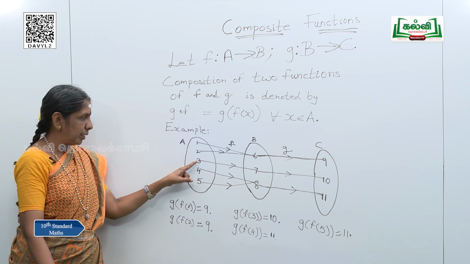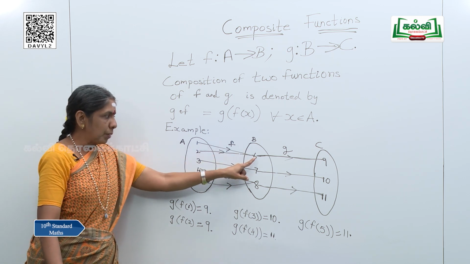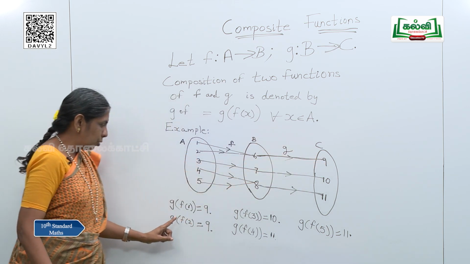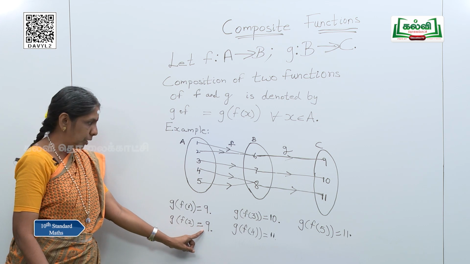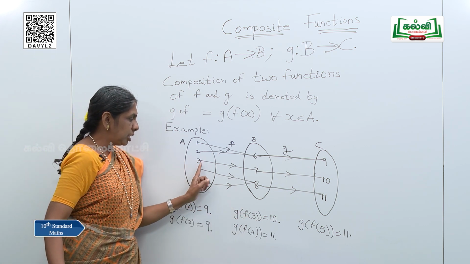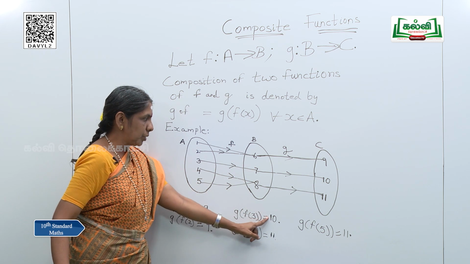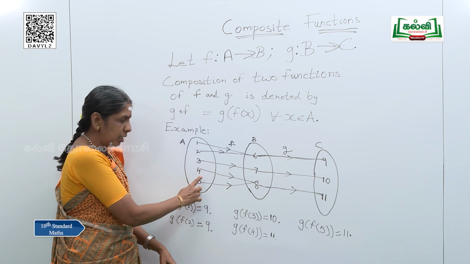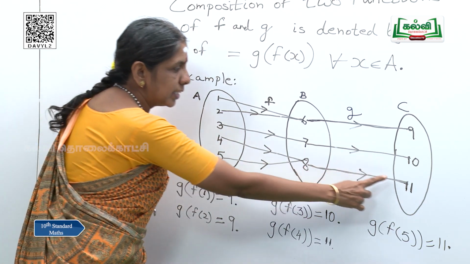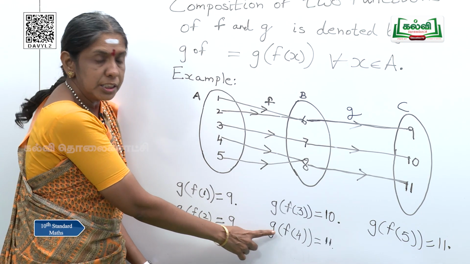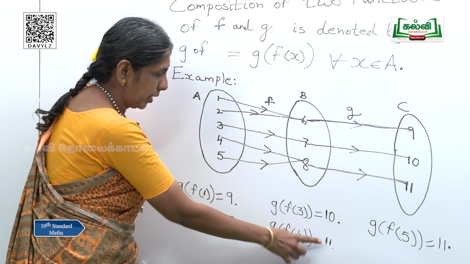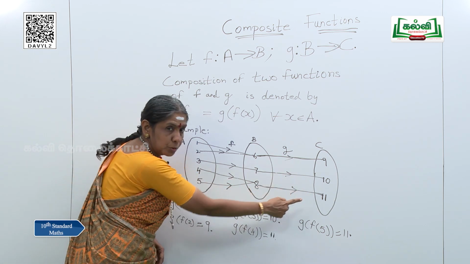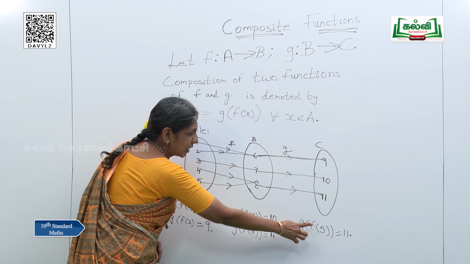Now, come to the second element, 2. 2 is mapped to 6 and where is 6 mapped? Again 6 is mapped to 9. Therefore, g of f of 2 is equal to 9 and the third element, g of f of 3 is equal to 10 and g of f of 4 is equal to 11. How do you get 11? 4 is mapped to 8 and 8 is mapped to 11. Therefore, g of f of 4 is equal to 11 and the last element 5 is mapped to 8 and 8 is mapped to 11. Therefore, g of f of 5 is equal to 11.